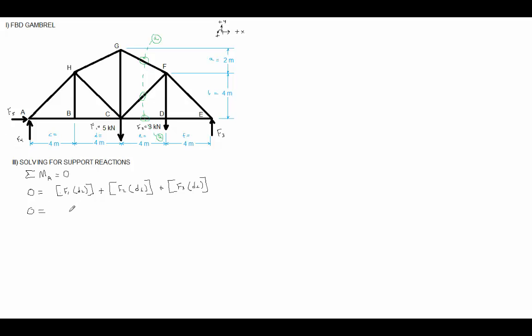F1 is going to produce negative rotation around A, and its perpendicular distance is C plus D. Likewise, F2 will produce negative rotation, and its perpendicular distance is C plus D plus E. F3 will produce positive rotation around point A, and its perpendicular distance is C plus D plus E plus F.